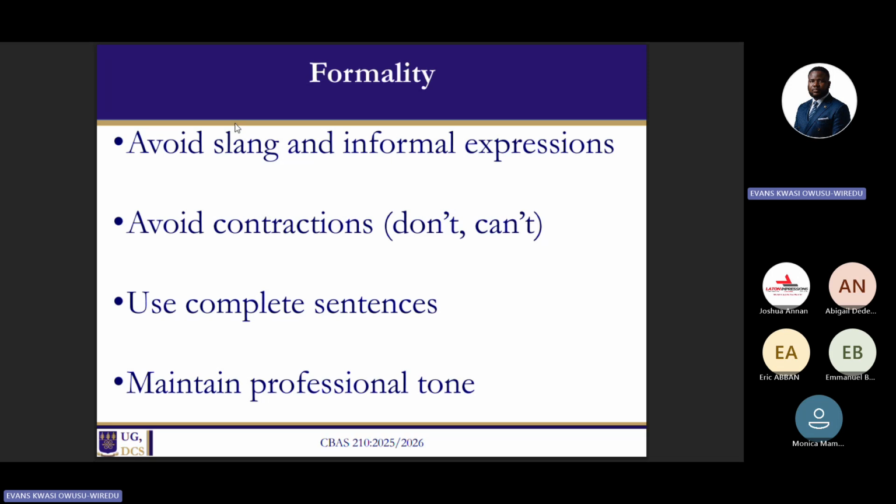There is no day that as an academic writer your statements should be made informal or even semi-formal. So you mustn't take these for granted. All right, so we must also use complete sentences. You know, most of the times we use clauses and phrases.